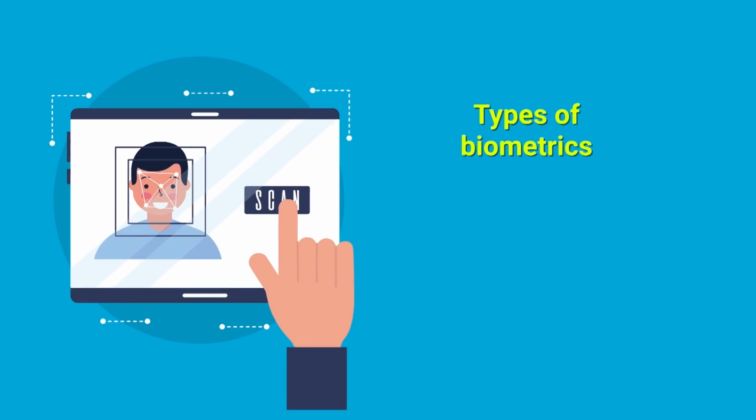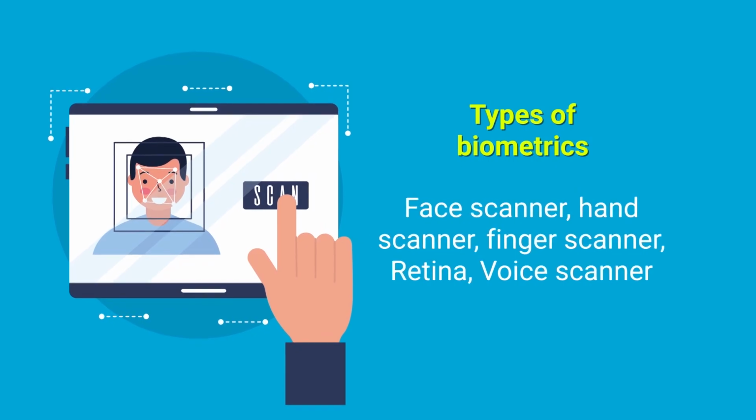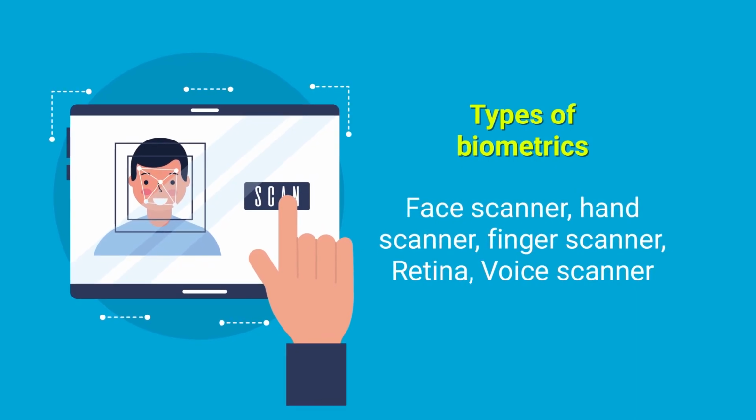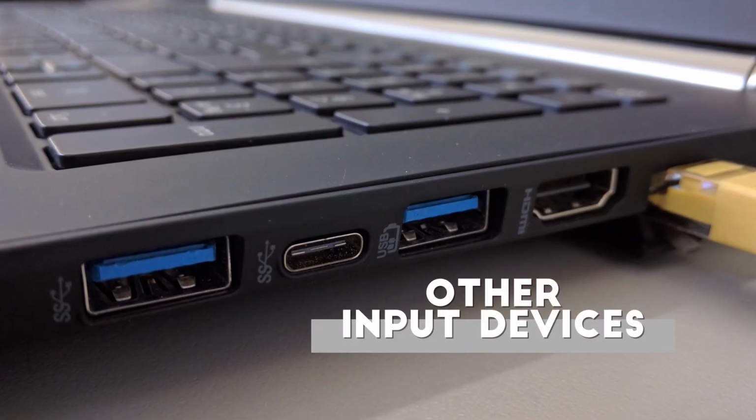So we have the different types of biometric devices available, and we can make use of these devices for the purpose of giving information to the system, right. We may have a face scanner, a hand scanner, finger scanner, retina scanner, voice scanner. So these are the different input devices in terms of the biometric ones. Now there are other input devices as well.